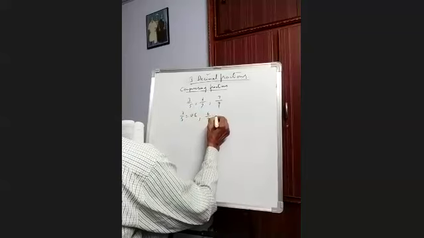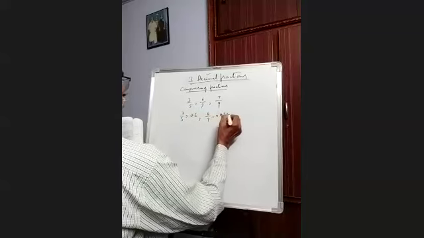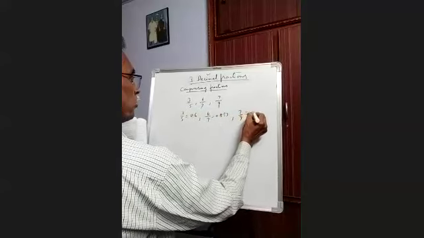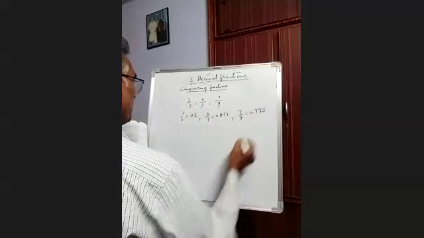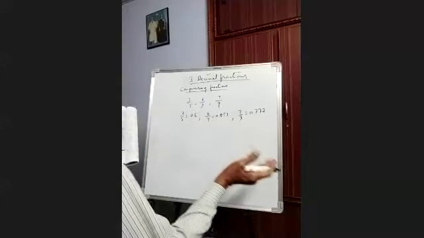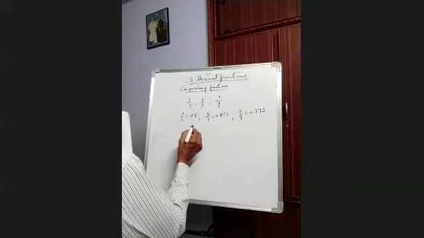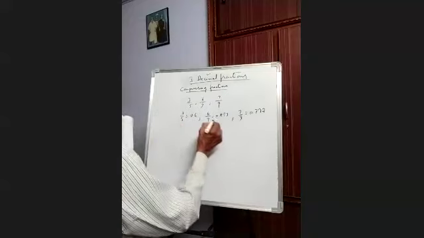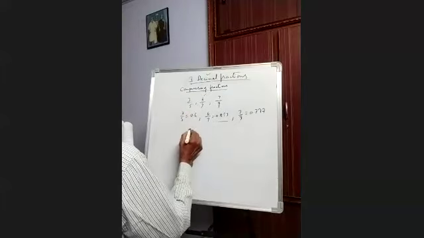6/7 will be 0.857. 7/9 will be 0.777. By comparison, he is asking for descending, of course, from the highest number to the smallest number. So which one is highest? This one is highest. So 6/7 is highest.